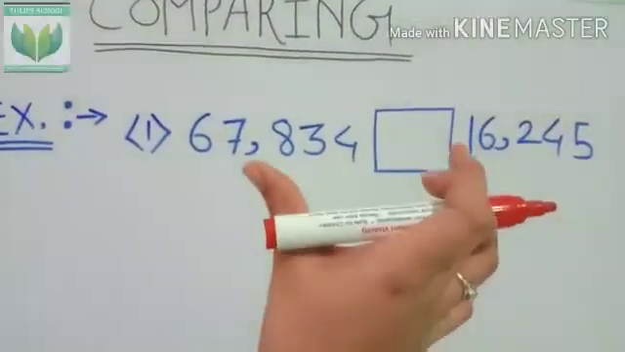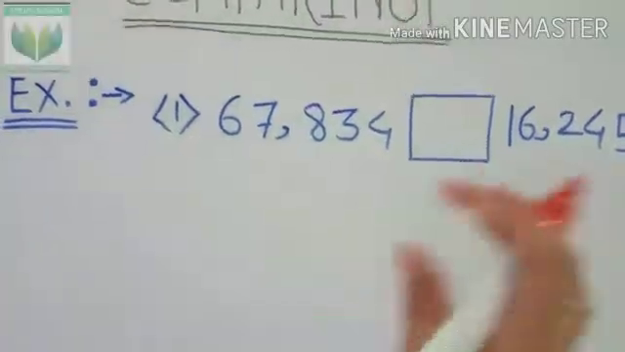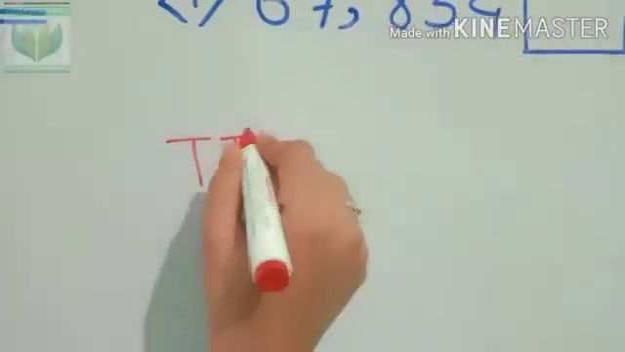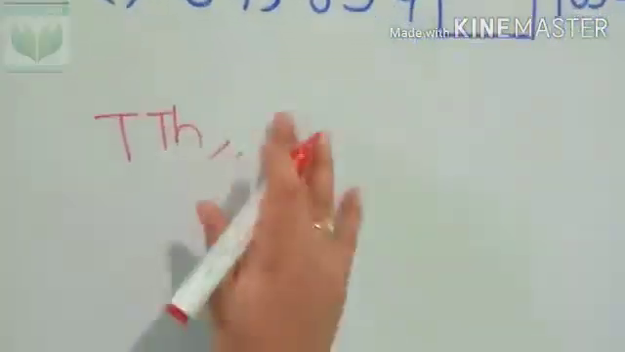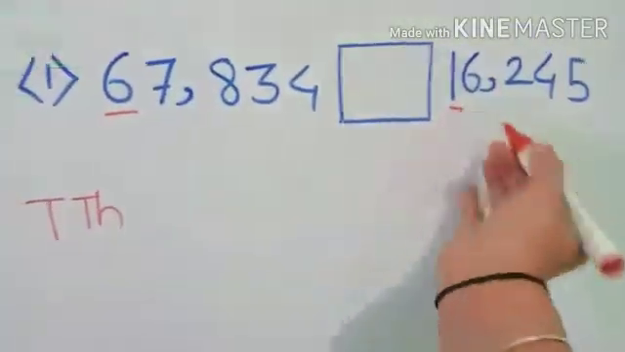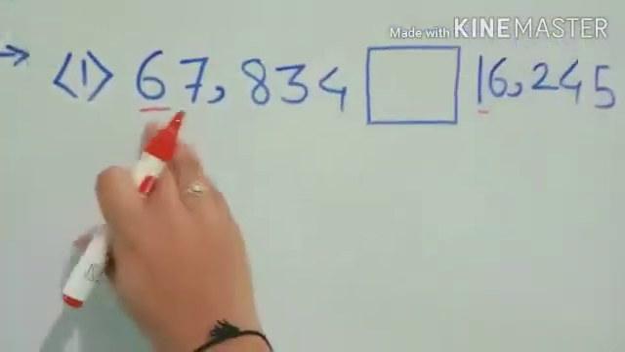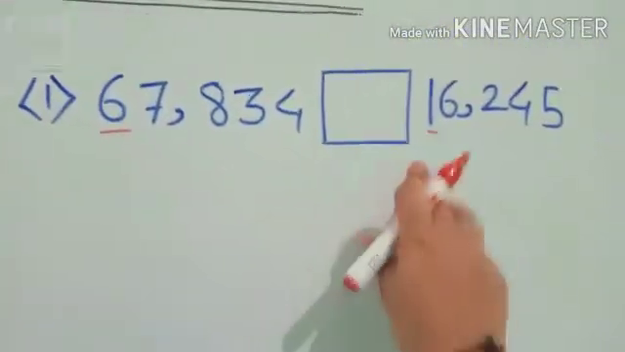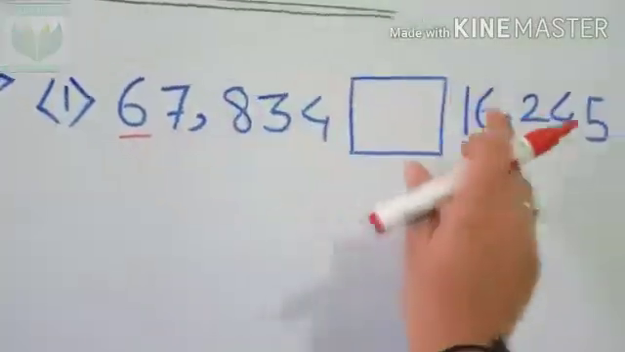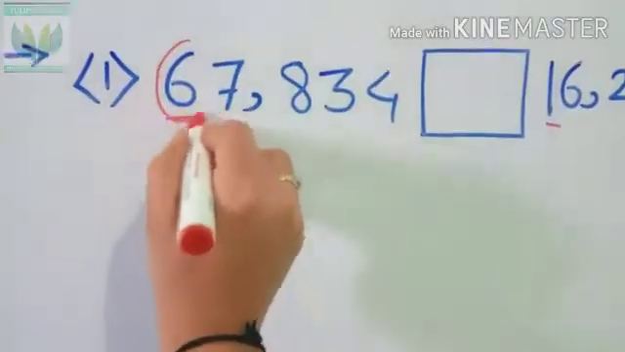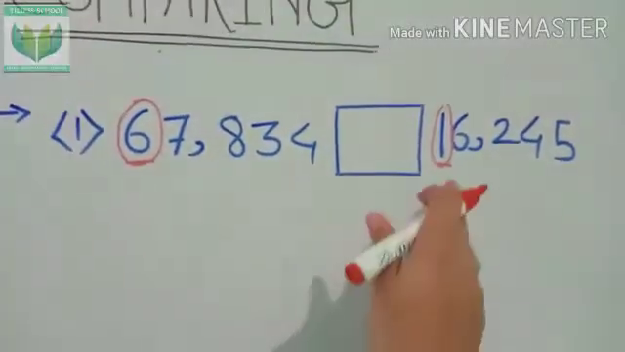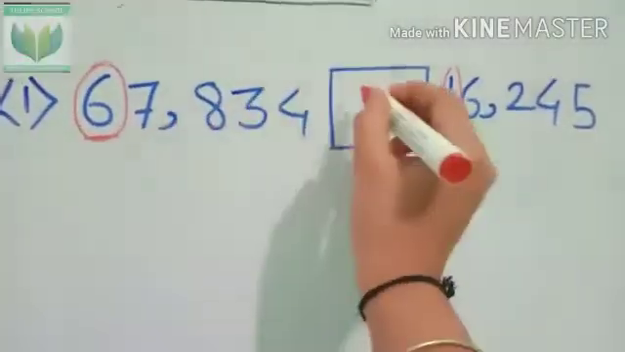Now we have to compare these numbers. First we compare the 10,000s place, like place value. Here it is 6 and here it is 1. We know that 6 is greater than 1, which means 1 is smaller. Now tell me, which is smaller, 1 or 6? We know that 1 is smaller and 6 is bigger. Which is the bigger number?